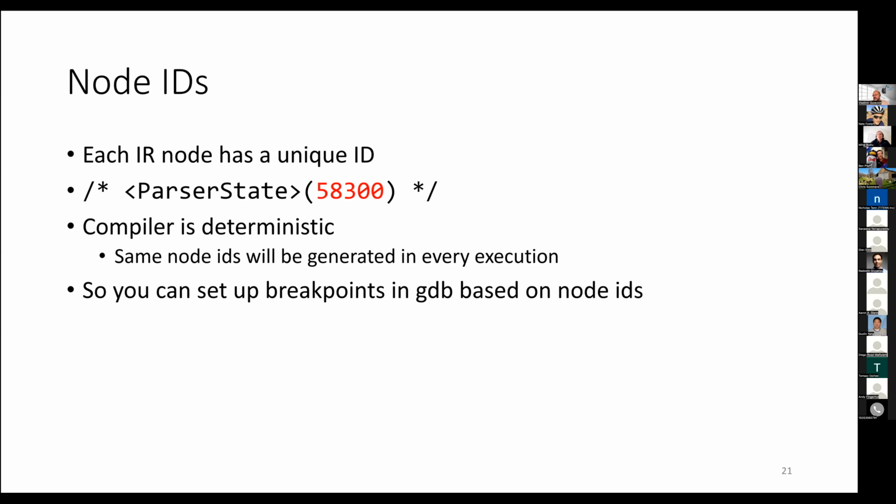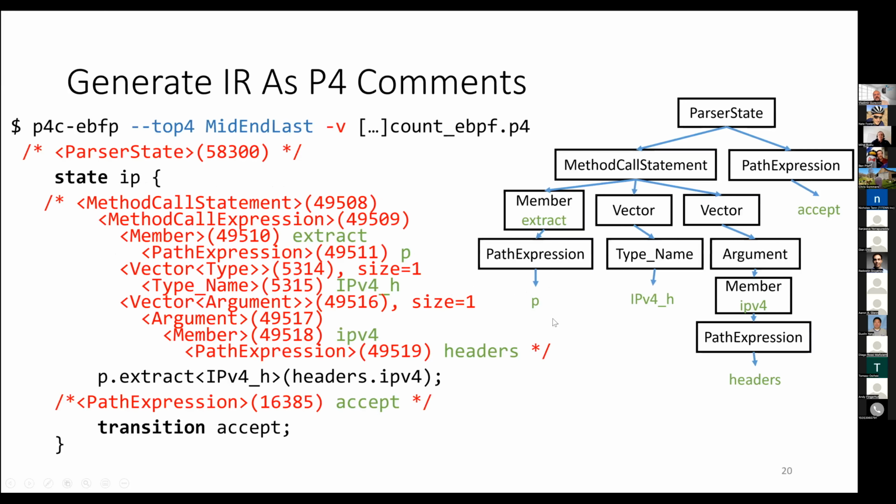And this would enable you, if you find a bug related to a node, to use this ID in the debugger as a breakpoint. For example, let's say something is wrong in this state. When you see in some pass that something is wrong, like the parser state 58,300 is wrong, you can put a breakpoint in the constructor of the node, conditional on the ID being 58,300. The compiler will stop when this node is created, and you can see what was happening at that point.